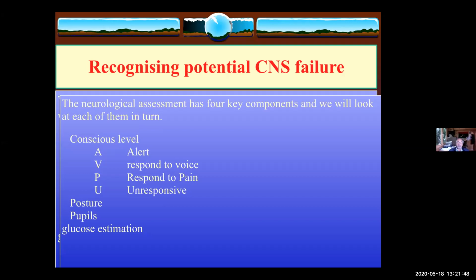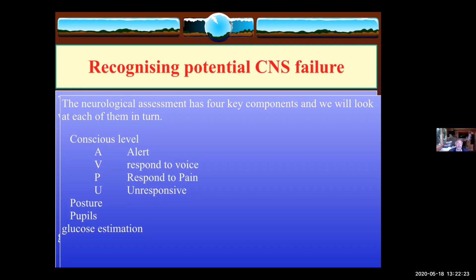So we're now going to the CNS failures. The neurological assessment has 4 key components. You have the conscious level, AVPU: alert, responds to voice, responds to pain, unresponsive; or postures, or pupils. And the other thing is glucose estimation. Make sure the sugar is done straight away. Because if someone is unconscious, you do the sugar, because sometimes they are hypoglycemic or hyperglycemic. And that is very important because you can reverse it very quickly.